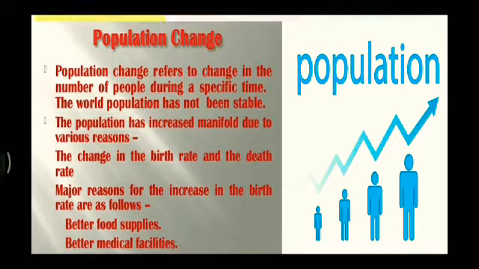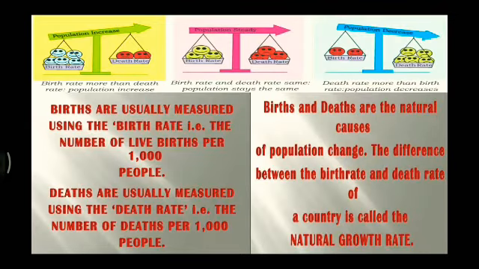Alright, now births and deaths are the natural reasons for the change in population. Now what is this birth rate? The birth rate is measured as the number of live births per thousand people. In the same way, the death rate is measured as the number of deaths per thousand people. And the difference between the birth rate and the death rate is called the natural growth rate.